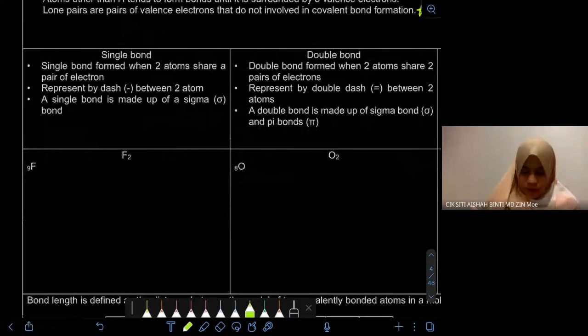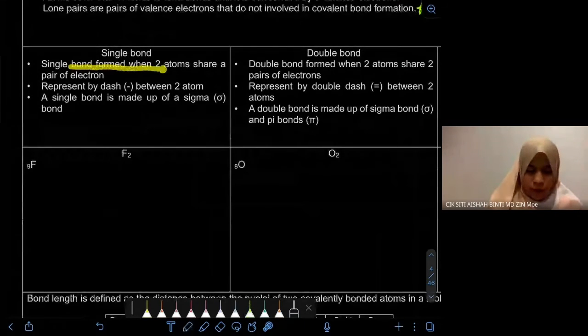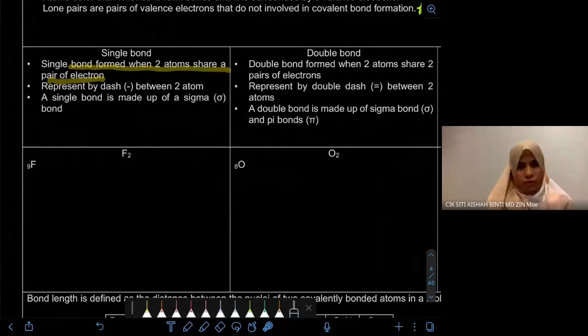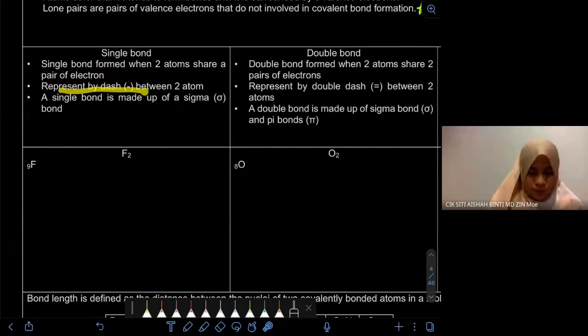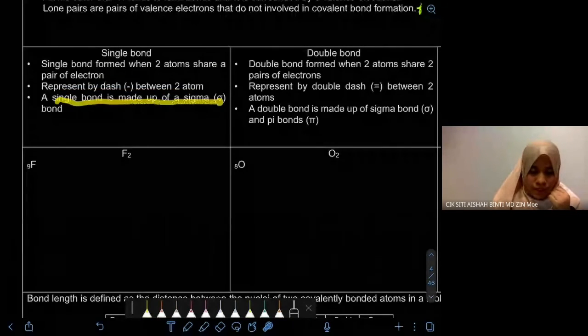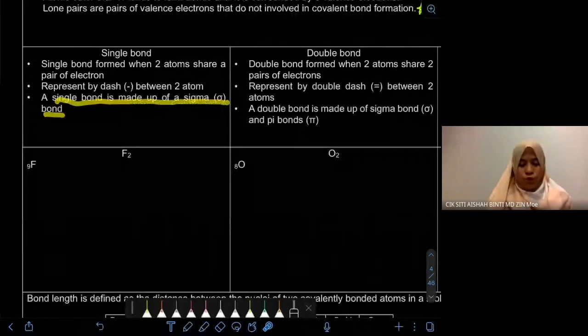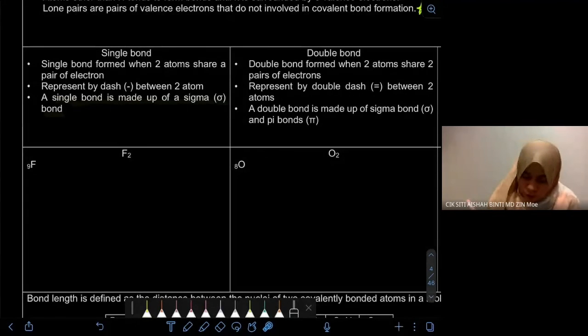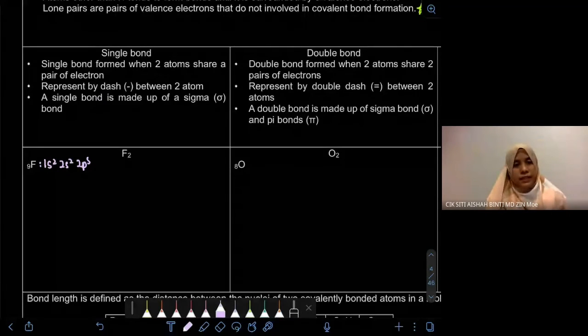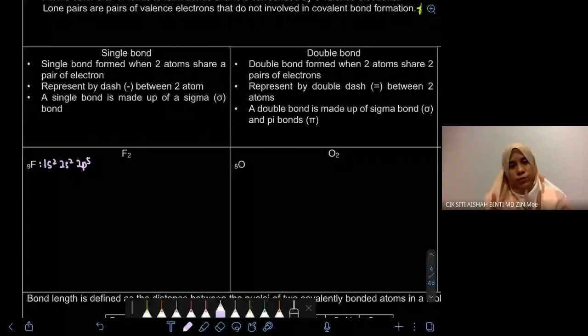Okay, a single bond is formed when two atoms share a pair of electrons, represented by a dash between two atoms. It says here that a single bond is made up of a sigma bond. For example, in this case we look at fluorine. Its electronic configuration is 1s2, 2s2, 2p5. Between two fluorine atoms, they will share electrons to achieve octet.